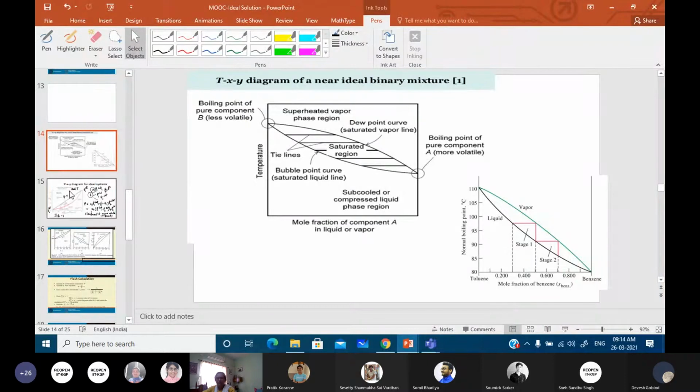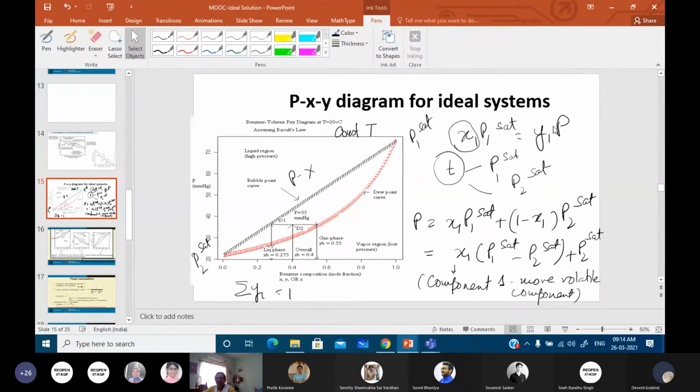The pressure is specified, guess T, corresponding to the T, find out P1 saturated, find out P2 saturated, proceed in this particular way, find out the sigma, the y's, and then find out if sigma y is equal to 1. If it is 1, your guess was correct, and accordingly you can repeat the whole thing for different x's.